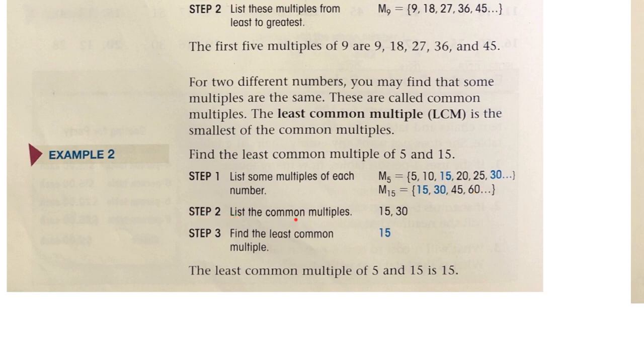Step 2, list the common multiples. So of these, we have 15 and 30 that match, that are both in the same set of multiples. The one that is the least common multiple is the lower number, 15. So that's the least common multiple. The least common multiple of 5 and 15 is 15.